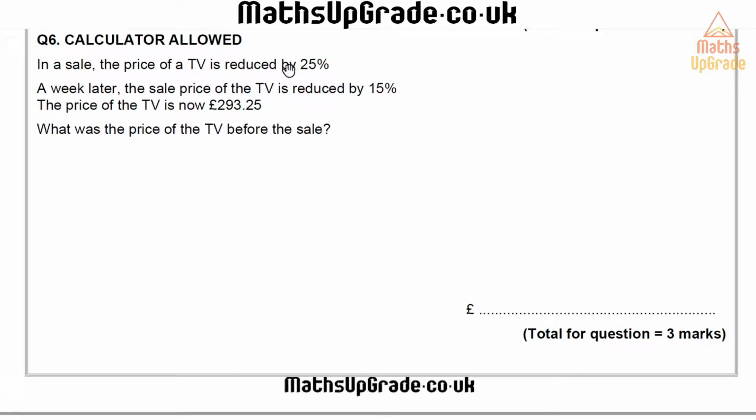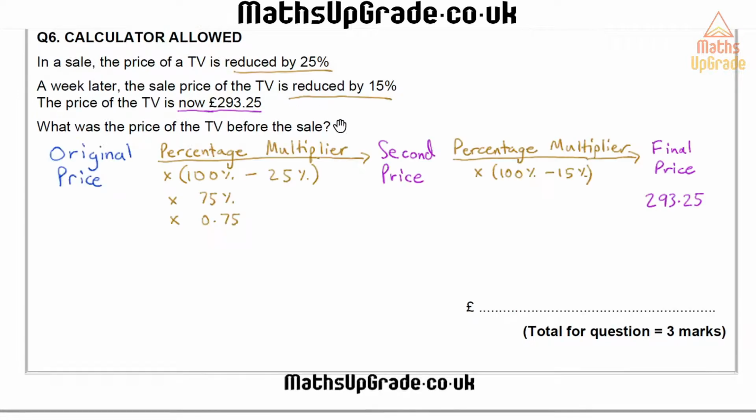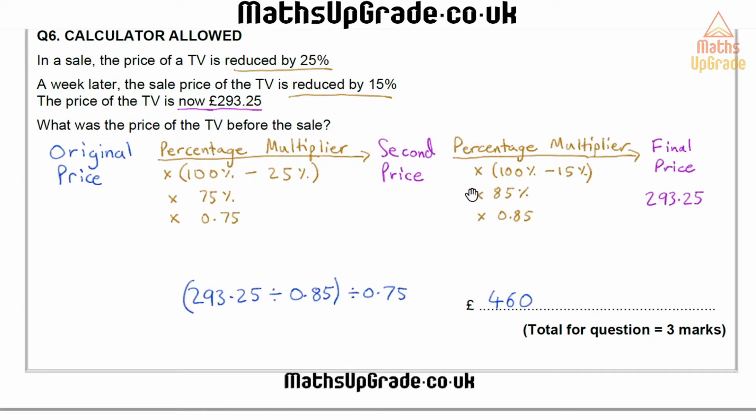So what's happened here is a percentage multiplier has been applied, and then a different multiplier has been applied to get a final price. So in essence, this is how we're setting it up. The final price is £293.25. The first multiplier, since it's been reduced by 25%, means that 75% is left, so the multiplier is 0.75. The second multiplier, it's been reduced by 15%, so the multiplier is 85%, 0.85.